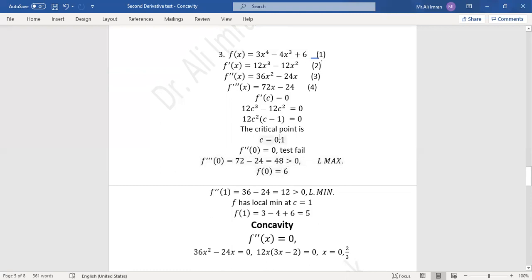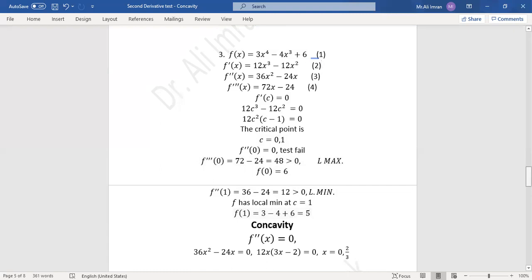Now we check a second critical number c is equal to 1. We put f double prime of 1 in equation number 3, 36 minus 24 is equal to 12, which is greater than 0. This means that a function has a local minima at this point, which can be determined by putting c is equal to 1 in equation number 1, and f of 1 is equal to 3 minus 4 plus 6 is equal to 5.